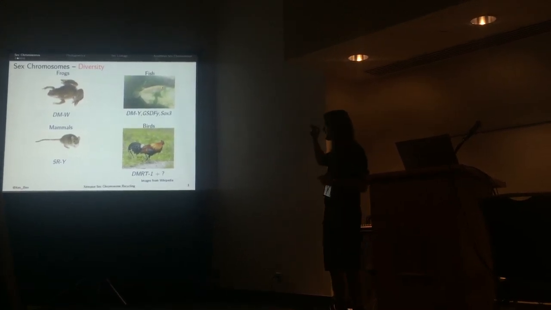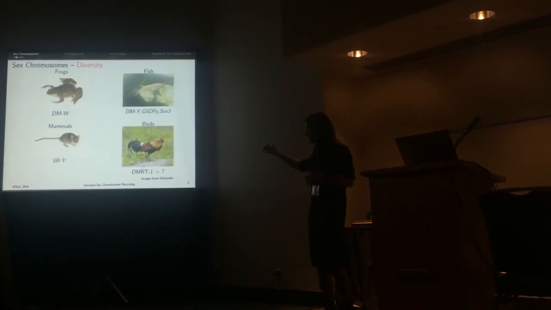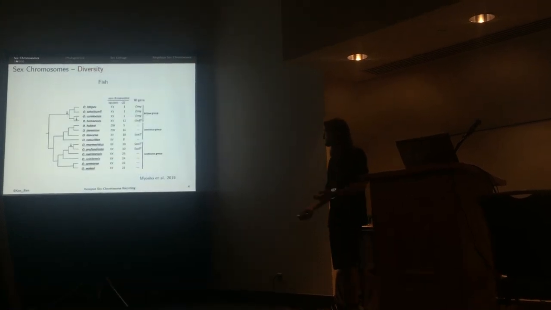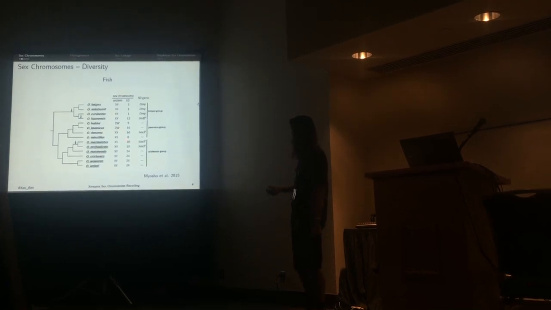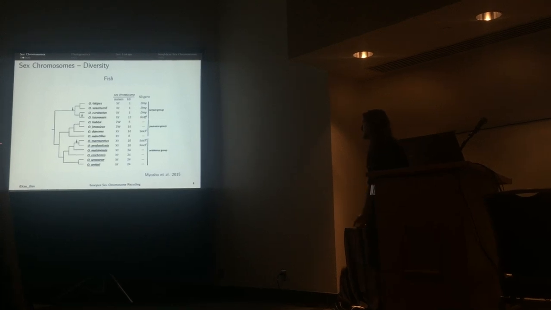So, in frogs, we know a gene called DMW. In fish, we know a couple different genes. In mammals, that's SRY. In birds, DMRT1. If we look at specific groups, we can see quite a variety in XY and ZW systems. What is sex-linked? What is the master regulator?